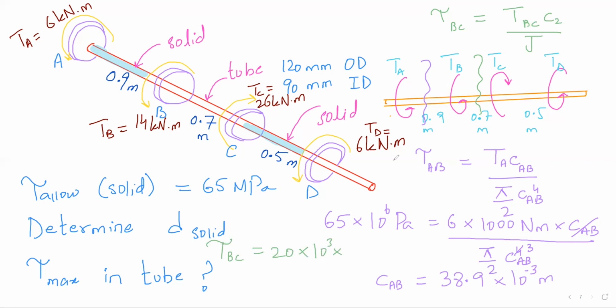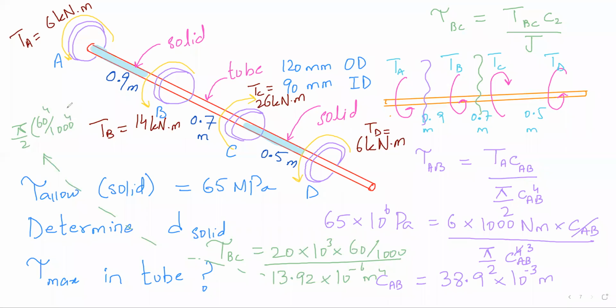How did you figure? 60. Good. 60 divided by polar moment of inertia. Okay, this is the part you need to tell me. Pi by 2 C2 power 4 minus C1 power 4. Can I just write down the value, by the way, everyone? So 13.92 into 10 power minus 6 meter power 4, just so that our students don't get confused. This is pi by 2 into 60 over 1000 power 4 minus 45 over 1000 power 4. Done.